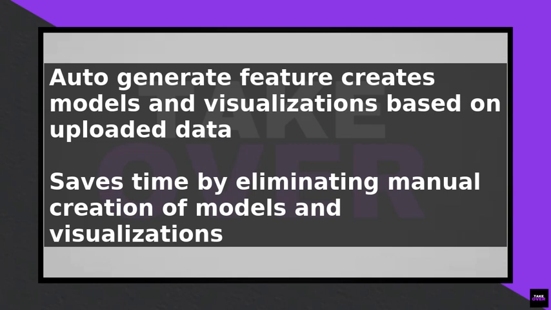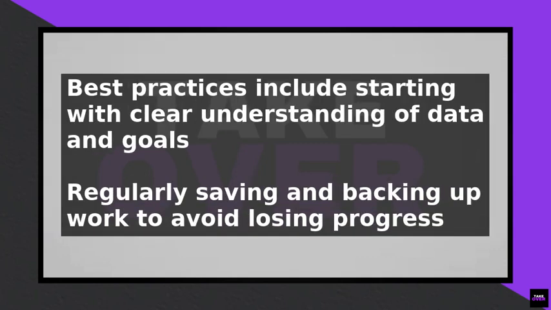Best practices for using Google Illuminate AI include starting with a clear understanding of your data and what you want to achieve. It is also important to explore and experiment with different tools and features to get the most out of the platform. Additionally, be sure to regularly save and back up your work to avoid losing progress.